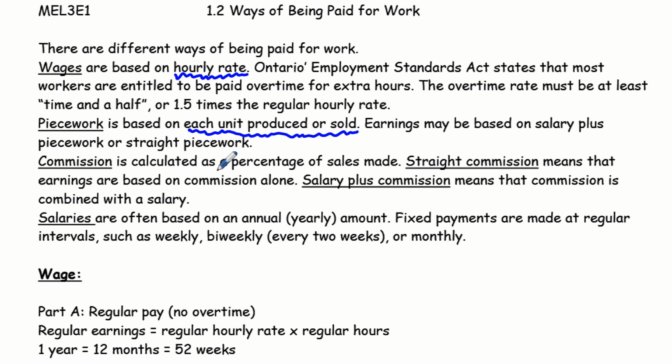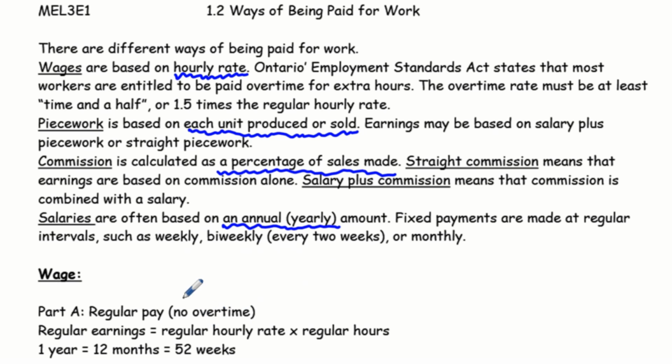Commission is calculated as a percentage of the sales made. So it's a percent of, it means times the sales made. It could be straight commission or salary plus commission. And the last one, not least, is salaries. They are often based on annual, or this one means yearly pay. So the fixed payments are made at regular intervals, could be weekly, bi-weekly, every 2 weeks, or monthly.